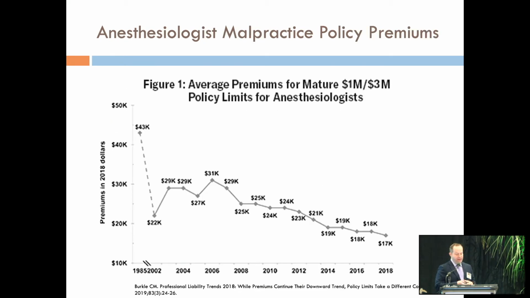Policy premiums in aggregate have gone down as well. This is in 2019 dollars. So as you can see, we're still in the downtrend. However, over the past 2 or 3 years, we've actually started to go up a little bit.